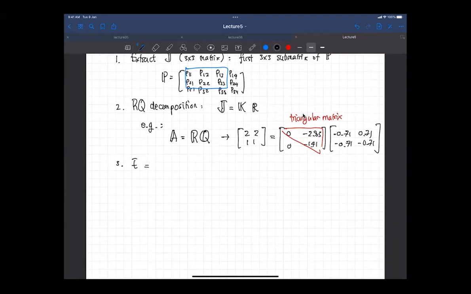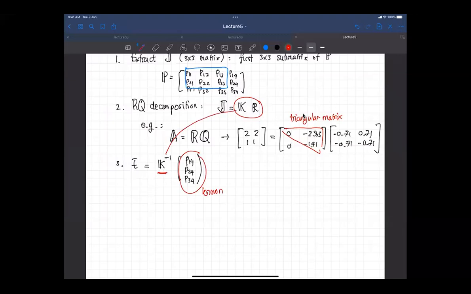So anyway, T, you can get T. Now you already have K and R. So K and R are already obtained. And then T, you can just take the inverse of K multiplied by P14, P24, and P34. Again, we have P already, so this is already known. This is known as well because it's taken from that one. So by having K and having P, we can have T.